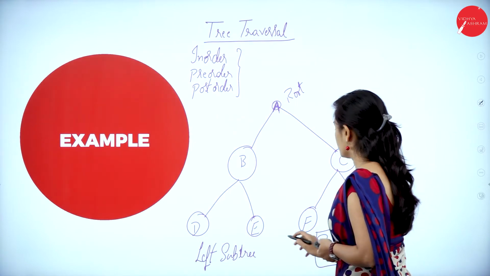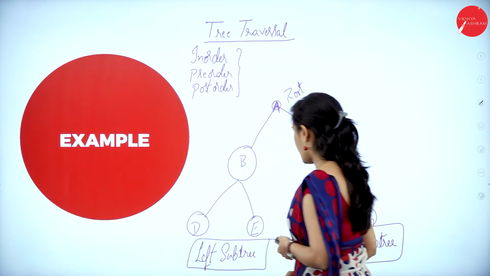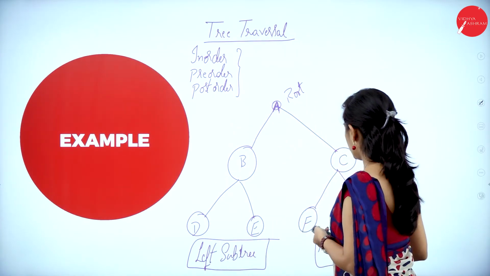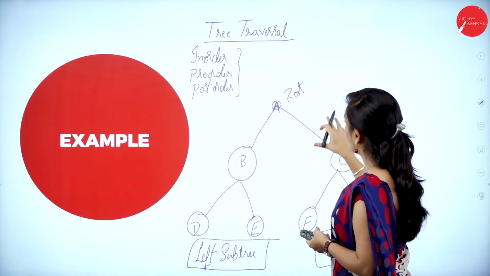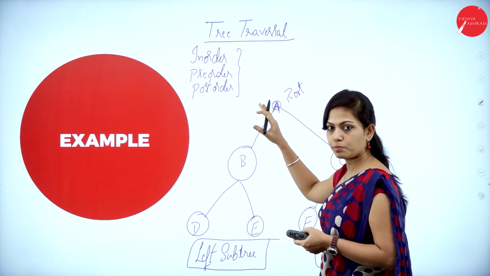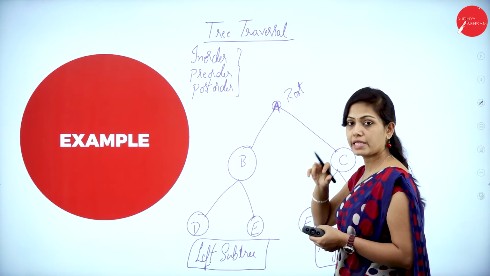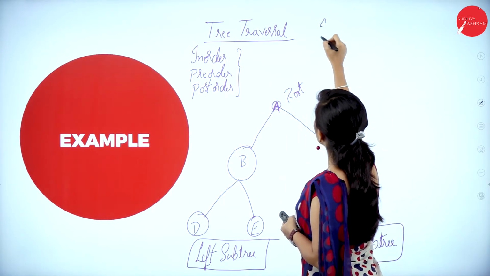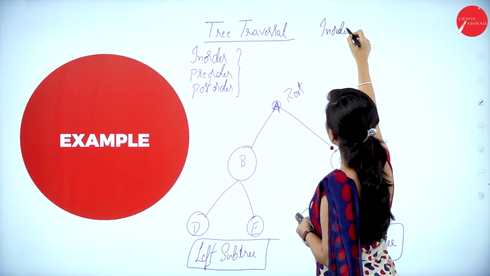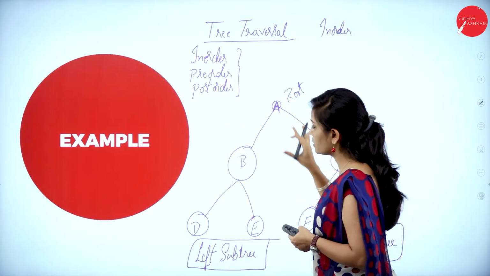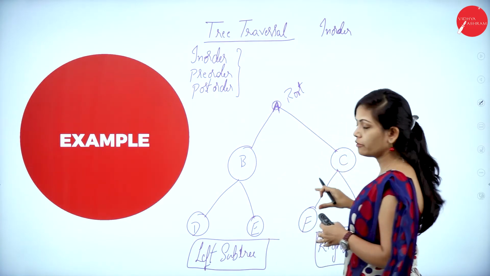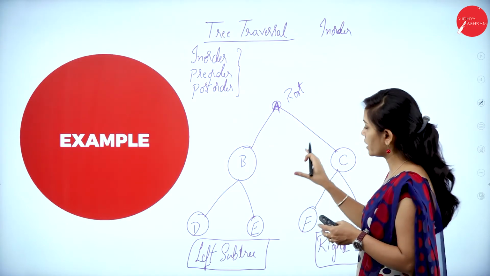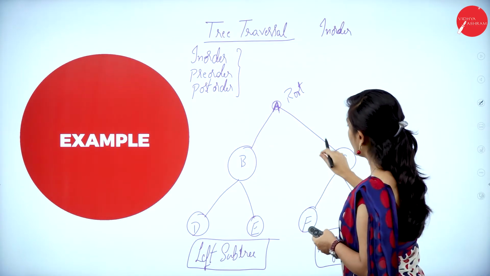Now I have 3 parts here: root node, left subtree and right subtree. Now I'll apply this tree traversal method, visiting each and every node exactly once. That is called tree traversal. So first I'll write the in-order traversal for a given tree. This is your question. They will give one graph: write the in-order traversal for a given tree. Now I'll use this tree.